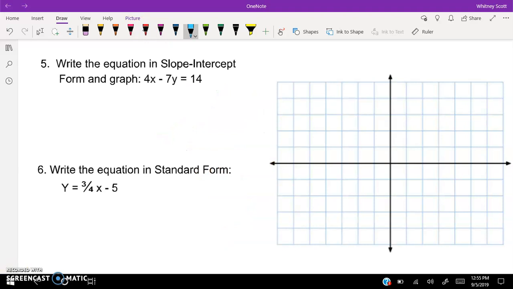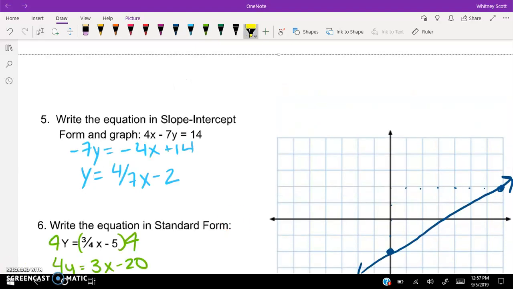Now I want you to work number 5. So take this equation, solve for y to get it in slope-intercept form and graph it. And then once you've done that, work number 6, follow the rules to get it in standard form. X first, y second, both of those on the left, everything integers, x positive. And then check back to check your 5 and 6.